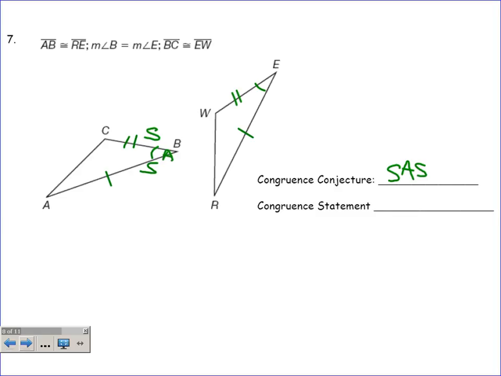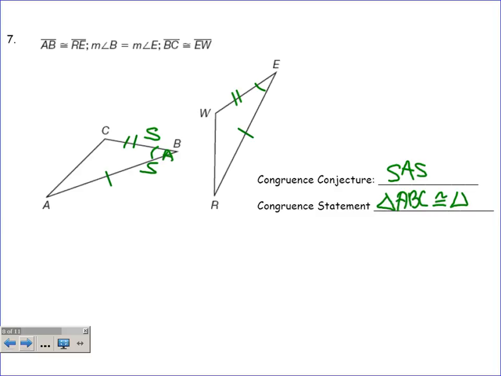Somebody want to write the congruency statement for us? I'll do the first one for us. All I'm going to do is write this in alphabetical order. The first triangle, write in alphabetical order. This is just a general rule of thumb. That's triangle ABC. That's really easy. Okay? The second one is not always going to be in alphabetical order. Don't just always write the second one in alphabetical order.